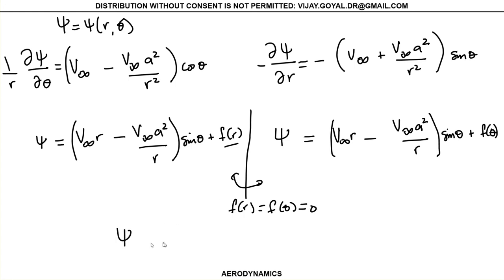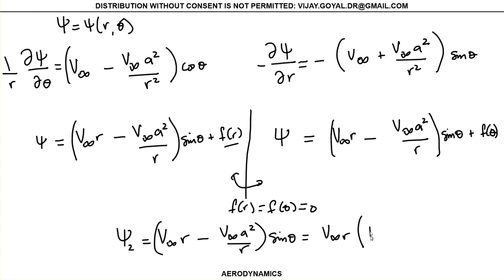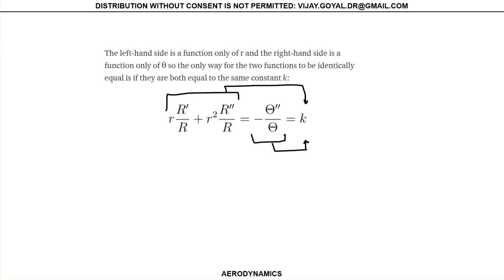So you can say that your stream function that you're looking for, your stream function number 2, this is going to be v infinite r minus v infinite a squared over r sine of theta, or we could write it as v infinite r times 1 minus a squared over r squared sine of theta. Okay, so this is the value of this function, and the stream function number 1 has to be z, because it has to be perpendicular to the flow. Okay, so far so good, right?